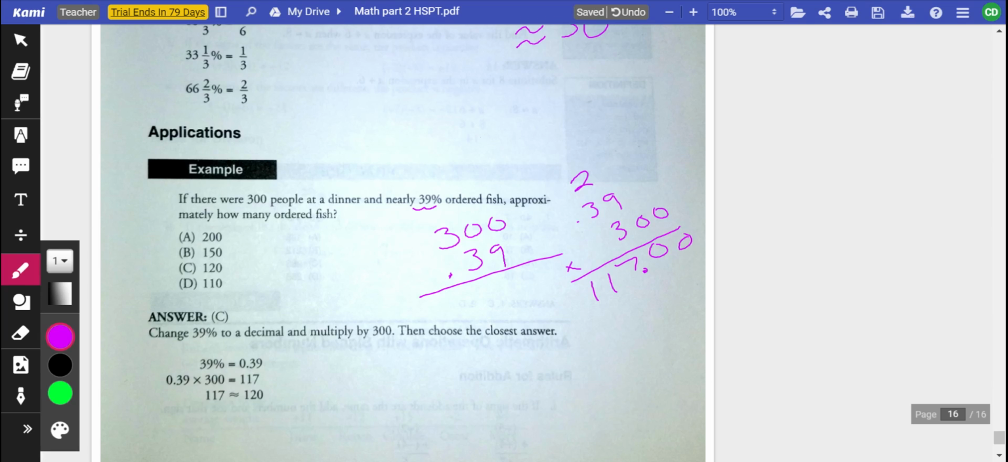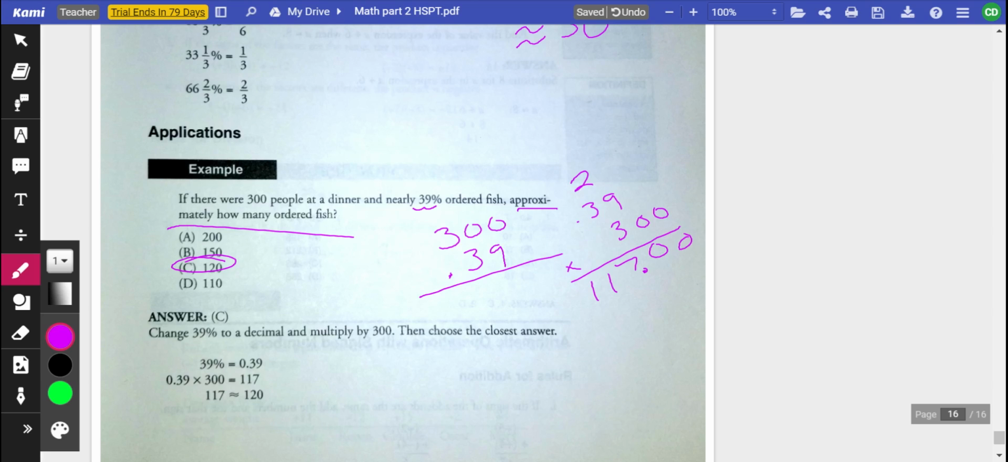But that's not there. So then what do we do? It's not there. What do we do? It's not there. And are we wrong? No. This is when you have to go back and just double check one thing. If there were 300 people, approximately how many people ordered the fish? Approximately tells us we're rounding it up. So we got 117. Our answer is C.